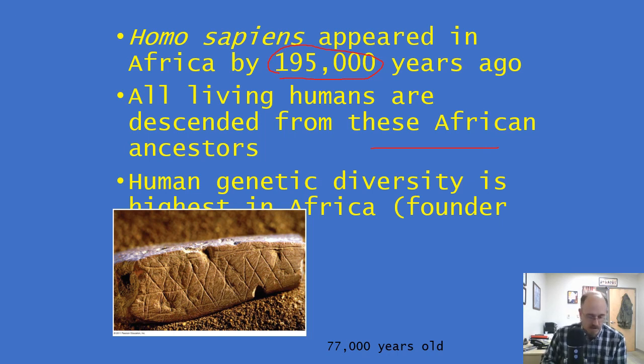So a few left Africa, interbred with Neanderthals, and spread out around the world. Some did not leave Africa. We're all still the same species. We all can still interbreed, of course. And we've been around as a modern species at least 195,000 years. As a genus, we've been around longer, over 1 million years.